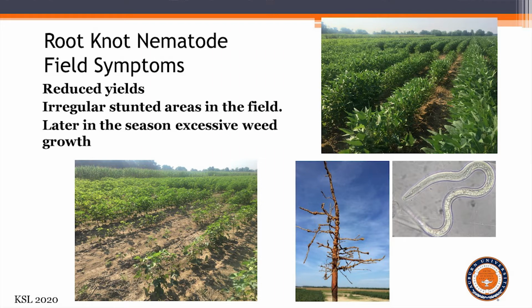Also on this slide, there's a J2, which is a second stage juvenile of the root knot nematode, and that's the infective stage. So you can see what they look like as well.